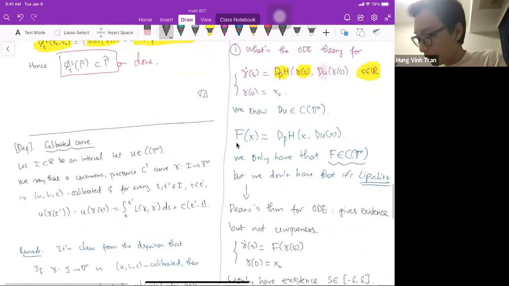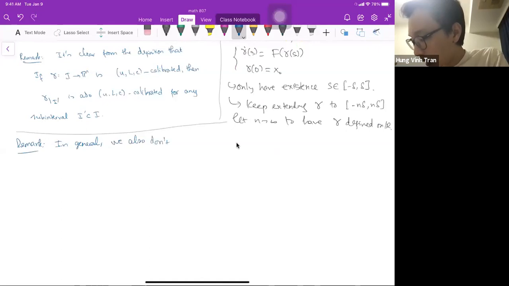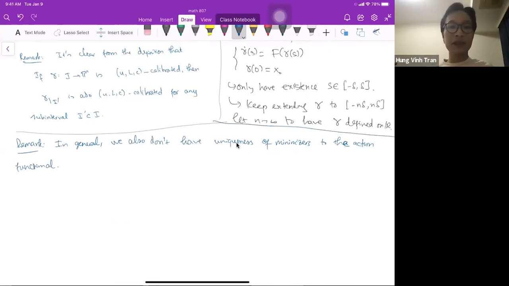So I also should say here, as a remark, that in general we also don't have uniqueness of minimizer to the action functional. In general, there are some cases that are different, but I want to make sure that this is the case, and this corresponds exactly to the point that we just discussed.